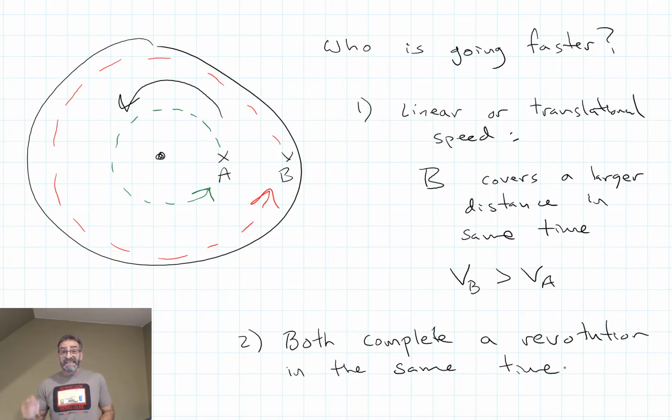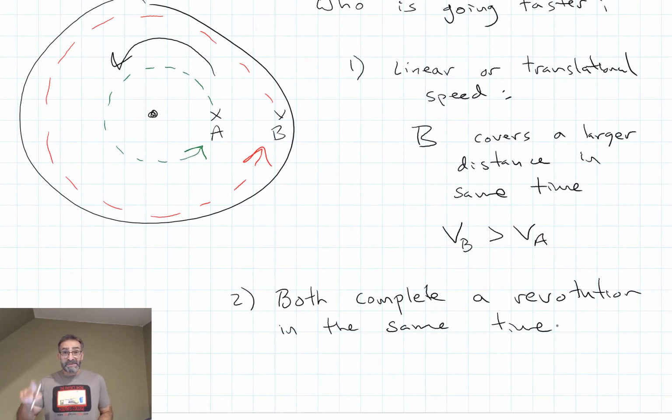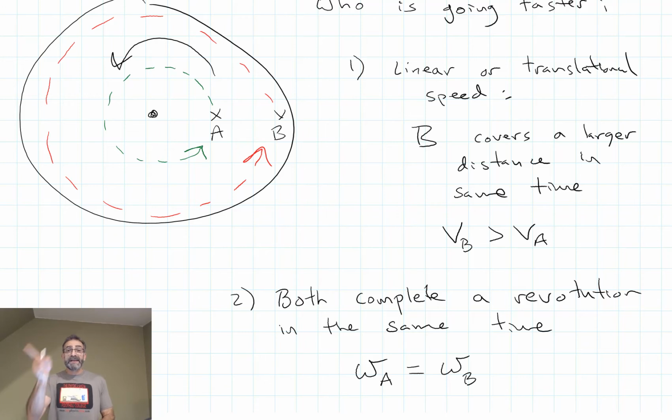So they both have the same rotational speed. Omega A is equal to omega B. They are part of a rigid object, and every point on a rigid object has the same omega. Every point on a rigid object has the same rotational speed, the same angular speed, because every point completes a revolution in the same amount of time.